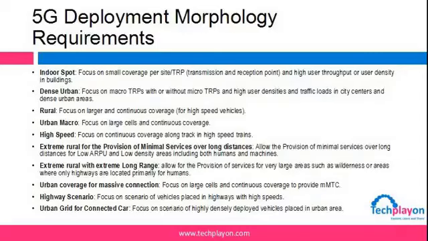Some of the major deployment morphologies considering the three use cases are pointed out here. Like indoor hotspot morphology, which focuses on small coverage per site, and needs to cater to high user throughput or user density in a building or in a house. So one can see other morphologies here, like dense urban, rural, urban macro, high speed, extreme rural for the provision of minimal services over long distances, extreme rural with extreme long range, urban coverage for massive connection, highway scenarios, urban grid for connected cars, etc.